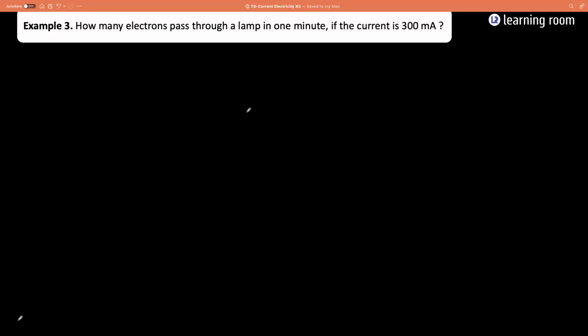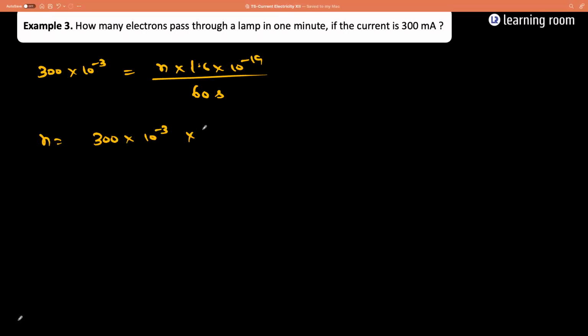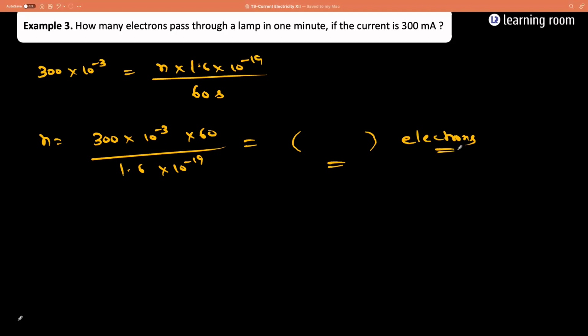So how many electrons pass through a lamp in 1 minute if the current is 300 milliampere? So 300 into 10 power minus 3 is equal to N into 1.6 into 10 power minus 19 divided by T. 1 minute is 60 seconds. So N will be how much? 300 into 10 power minus 3 into 60 divided by 1.6 into 10 power minus 19. So calculating this, you will get the number of electrons. That part I'm leaving it to you. Calculation, you can do it later. These are all very simple problems, right?